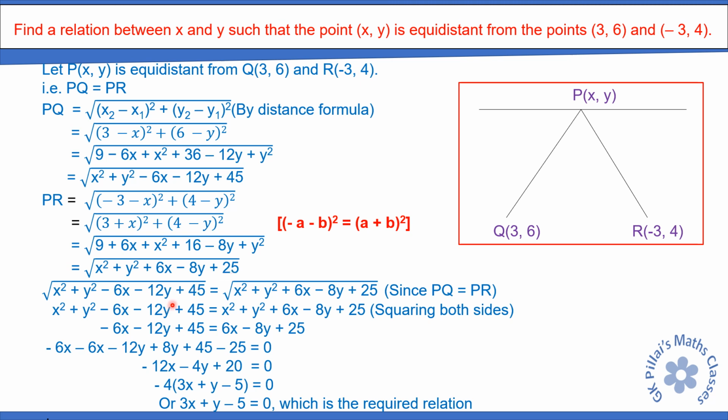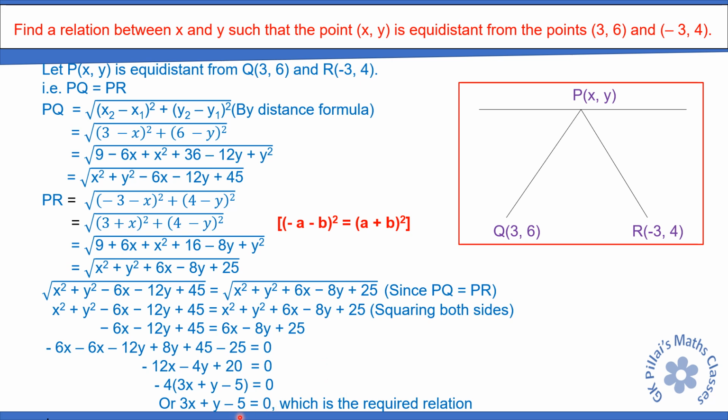Equate PQ and PR. Now squaring both the sides, the under root will go, and also x squared and y squared will go from these two sides. So here what is left? Minus 6x minus 12y plus 45 equal to 6x minus 8y plus 25. Bring everything to the left hand side, equal to 0. Now simplified, you will get minus 12x minus 4y plus 20 equal to 0. Take minus 4 common and eliminate. You will get 3x plus y minus 5 equal to 0, which is the required relation.